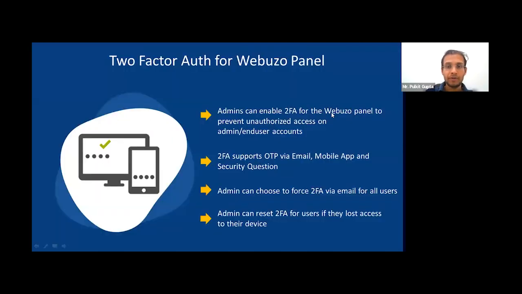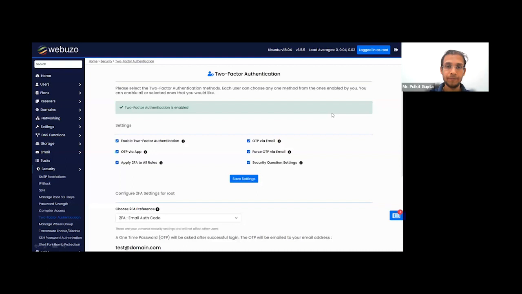We've also added two-factor authentication, which is via OTP on email, or you can use Google Authenticator or any other authenticator apps, and security questions as well in WebUser V3. This is the UI for setting up the WebUser options for two-factor authentication. This is the admin side of things. You can force two-factor authentication for all your users as well via OTP, via email.